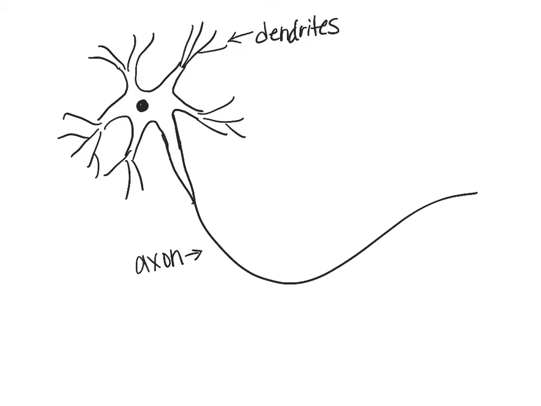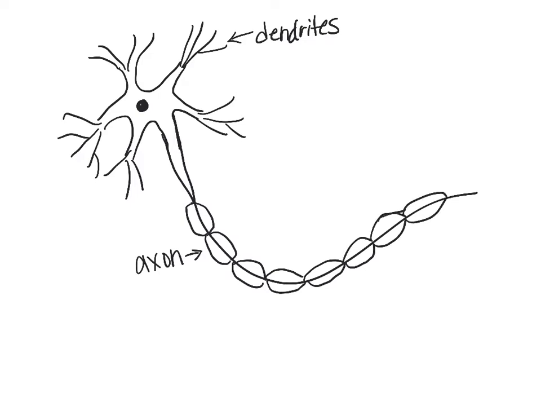And the axon can be what we call myelinated, meaning it can have these layers of myelin on them. This actually makes the nerve impulse be able to travel faster. And then at the end, the axon branches into these axon terminals, also known as terminal buds. So let's see if I can label that for you.